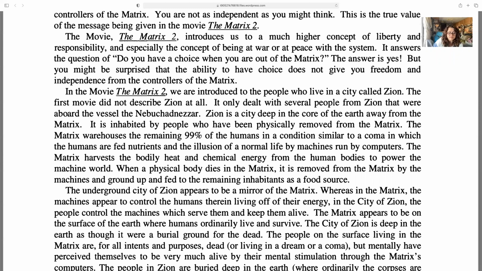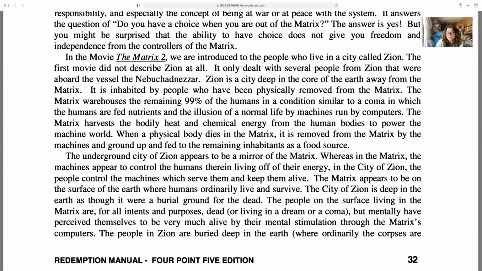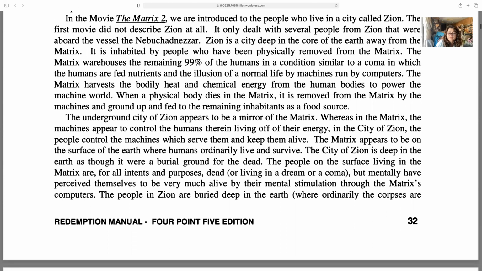The underground city of Zion appears to be a mirror of the matrix, whereas in the matrix, the machines appear to control the humans, therein living off their energy. In the city of Zion, the people control the machines, which serve them and keep them alive. The matrix appears to be on the surface of the earth where humans ordinarily live and survive. The city of Zion is deep in the earth, as though it were a burial ground for the dead.